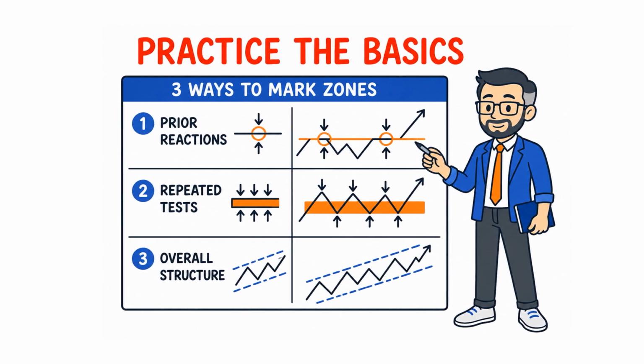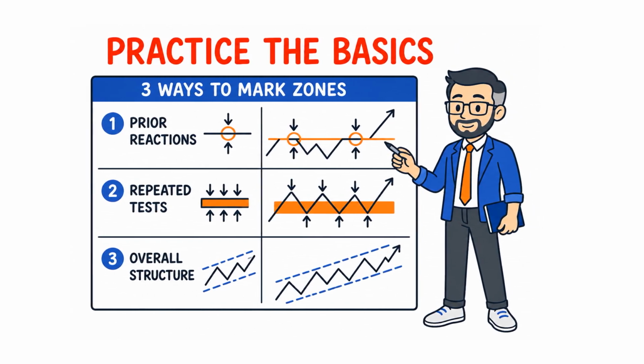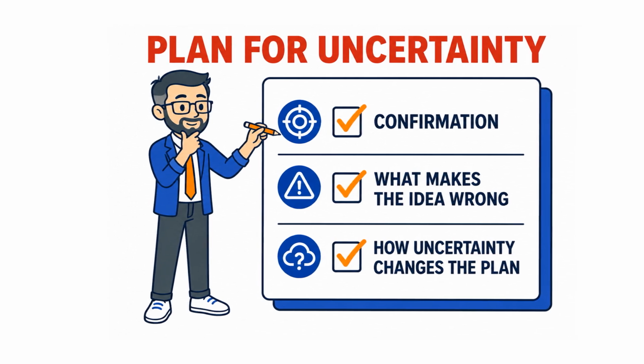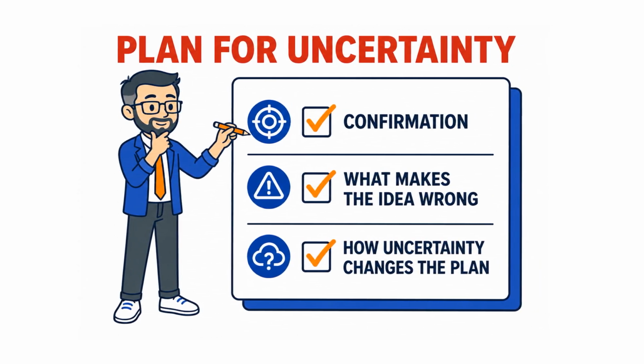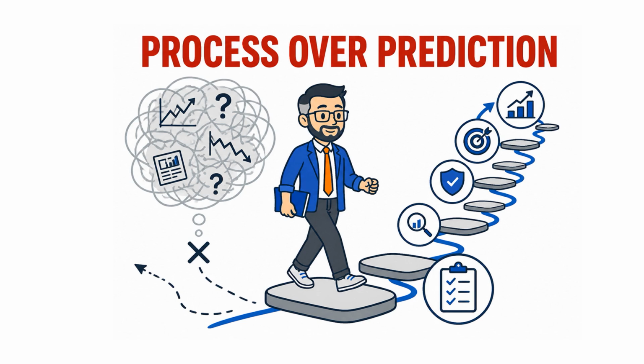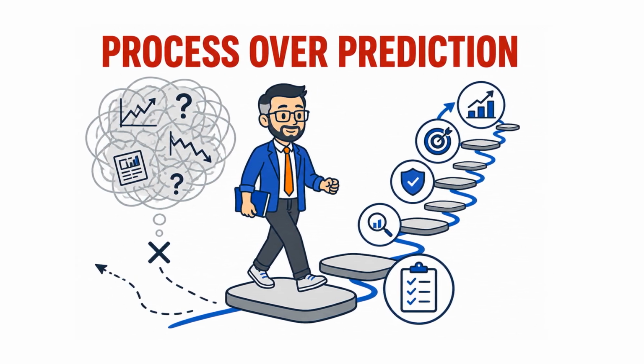If you are learning this concept, practice marking zones based on prior reactions, repeated tests, and overall structure. Then ask, what would count as confirmation? What would make this idea wrong? And how would uncertainty affect the plan? That mindset is often more useful than trying to predict exactly what price will do next.